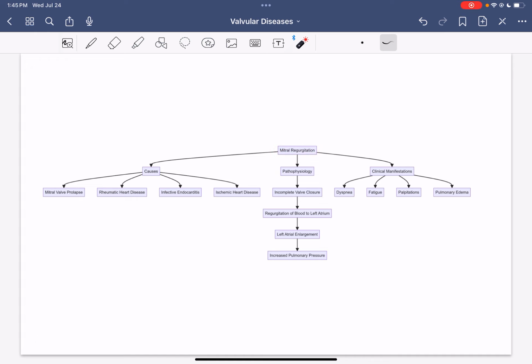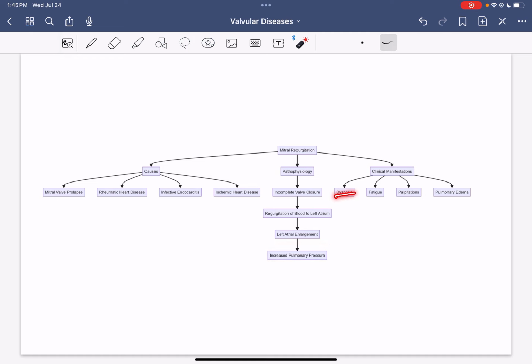Okay, now what about mitral regurgitation? Same. Let's talk about causes. Could be due to mitral valve prolapse. Remember, MVP, it is seen in Marfan's patients and in patients with gene mutations of fibrillin 1 gene and TGF beta. Rheumatic heart disease, infective endocarditis, and ischemic heart disease. What's the pathophysiology? So there is incomplete valve closure. As a result, there is more volume of blood entering the left atrium. So as a result, there is left atrial enlargement. So the left atrium is enlarged in mitral regurgitation, and that leads to increase in pulmonary pressure overall.